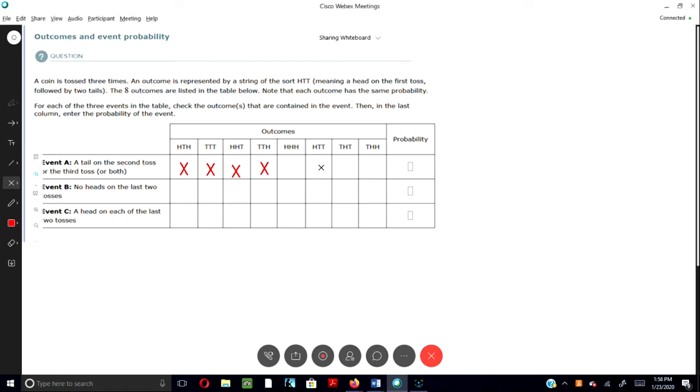This one has a tail on the second and third. This one has one on the third. This one does not have a tail on the second or third.